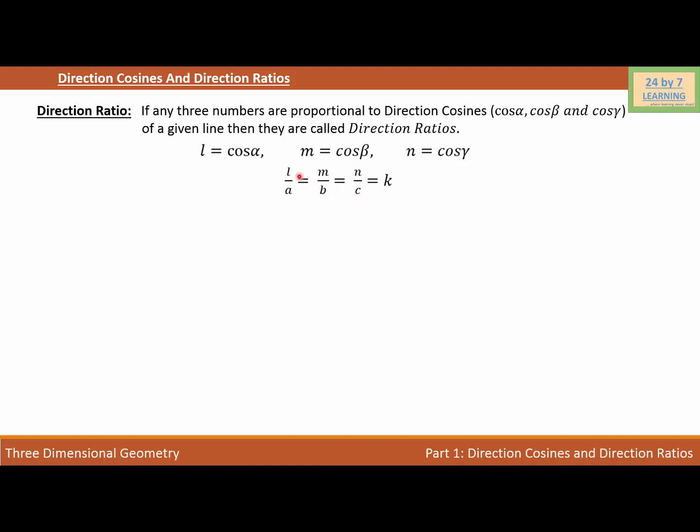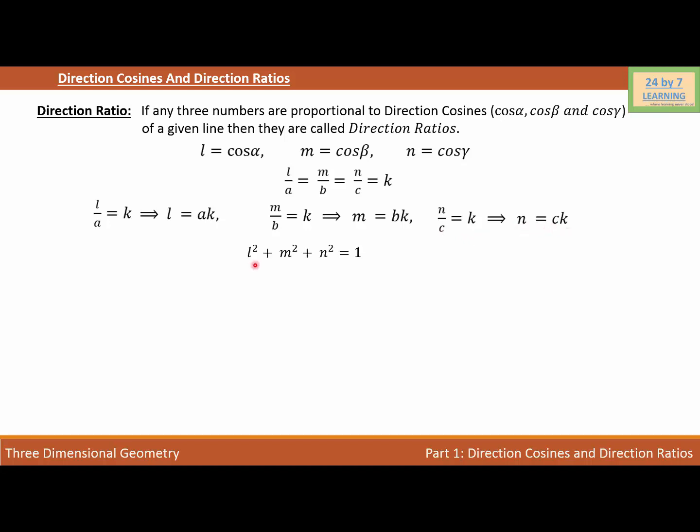Now, I'm going to consider one term at a time. At first, I'm going to take L over A is equal to K. If I simplify to find the value of L, I get L is equal to K times A. I have done the cross multiplication, so L equals AK. In the same way, M over B is equal to K; if I cross multiply, I get M equals BK. In the same way, for the last ratio, N over C equals K, if I simplify, I get N is equal to CK.